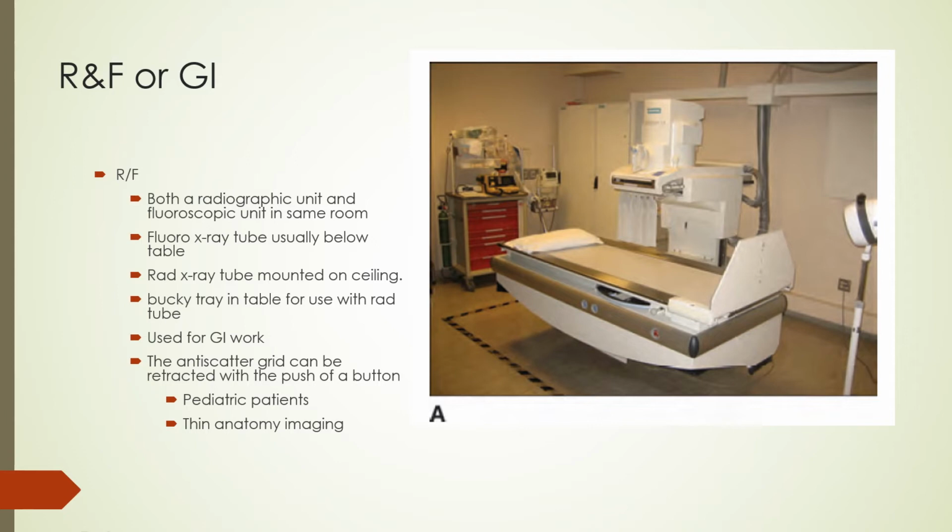The utility of this system is that the table and fluoroscopy system can rotate together. There are options for horizontal to head up or head down tilting. The tilting capability of the patient table allows the operator to utilize gravity to assist the movement of the contrast material through the esophagus, stomach, and bowel. The anti-scatter grid can be retracted with the push of a button to avoid overexposure of pediatric patients and when imaging thin or small anatomies.